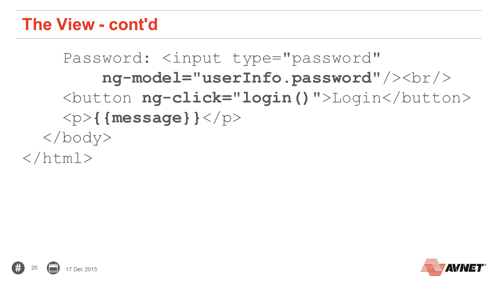If we continue the example, you'll notice that we also have a password field. This one is type password. Again, we're using ng-model, and we're binding the value that we typed into the password field to this, again, this userinfo object, which also has a password property.